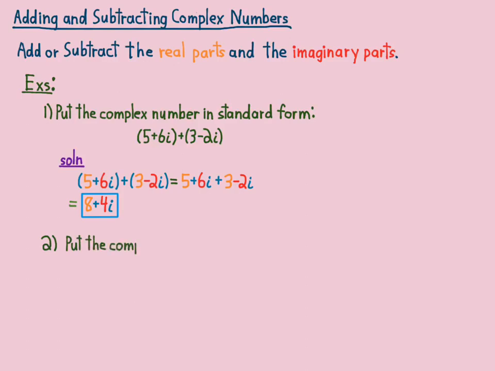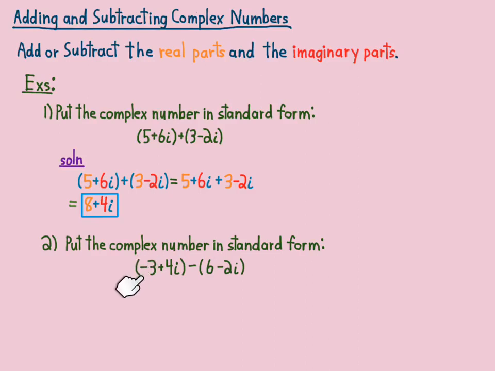Second example. Put the complex number in standard form. It tends to be the same instructions. And this problem is a subtraction problem. So I've got negative 3 plus 4i is the first complex number, and then I'm subtracting the complex number 6 minus 2i. So again, I want to remove all the parentheses, but when I remove them, because there's a minus here, I have to distribute that minus. So it'll be minus 6 plus 2i.